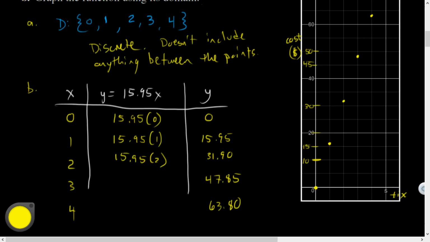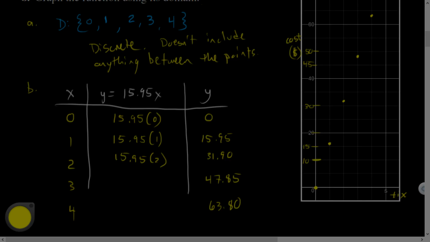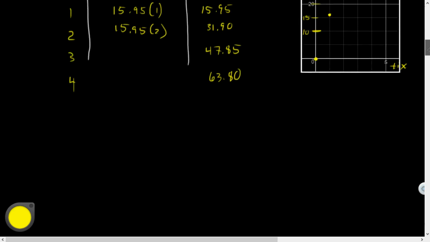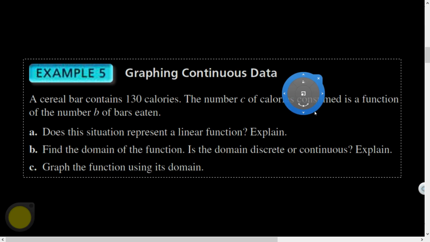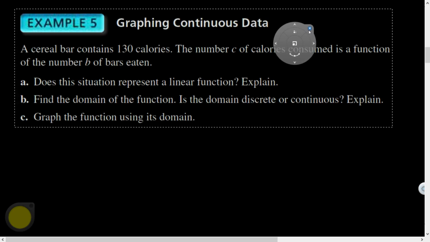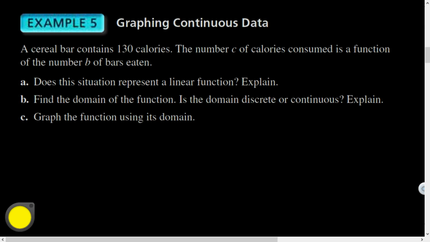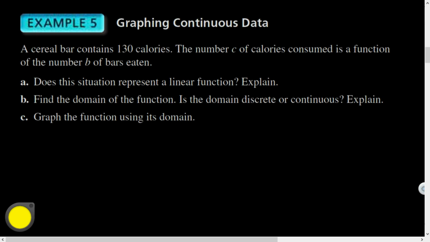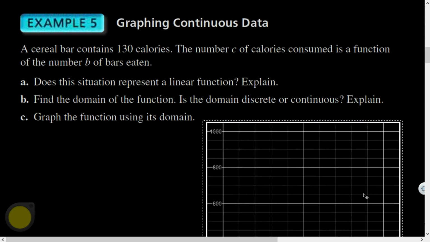All right, let's jump to example 5. Here we go. Example 5, talking about calories. Gonna eat some food, some cereal bars. I think I have a cereal bar in my lunch today. Like in my lunch that is yet to be eaten. Yes.